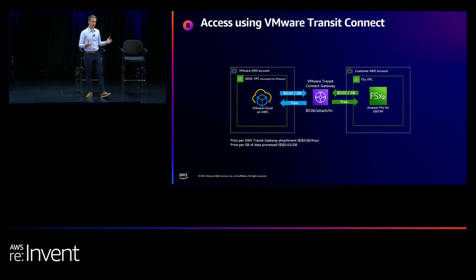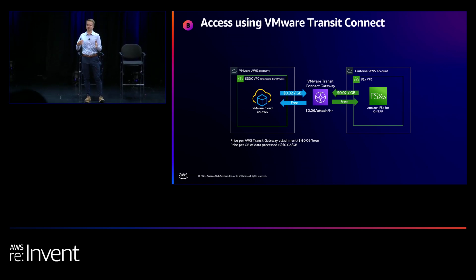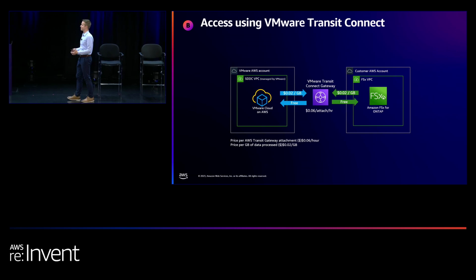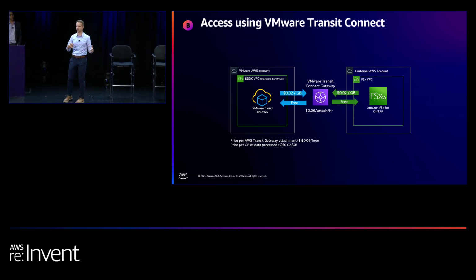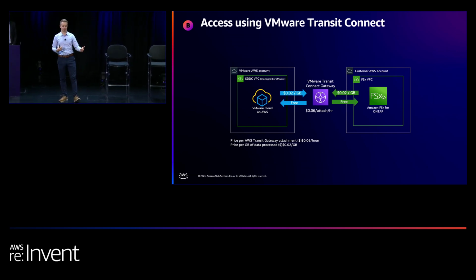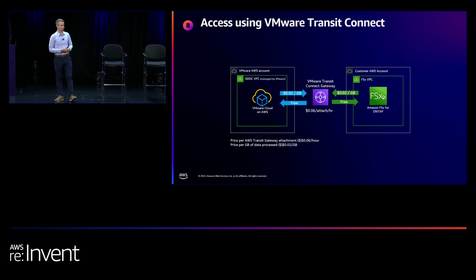And this worked great. We have a number of customers who've adopted this deployment model. One of the challenges we've seen, however, is that with Transit Gateway, there's a 2 cent per gigabyte data transfer cost. So what this meant is, especially for higher performance workloads, customers had to pay to read or to write data between their VMware data stores and their file systems. And so how do we make this better?